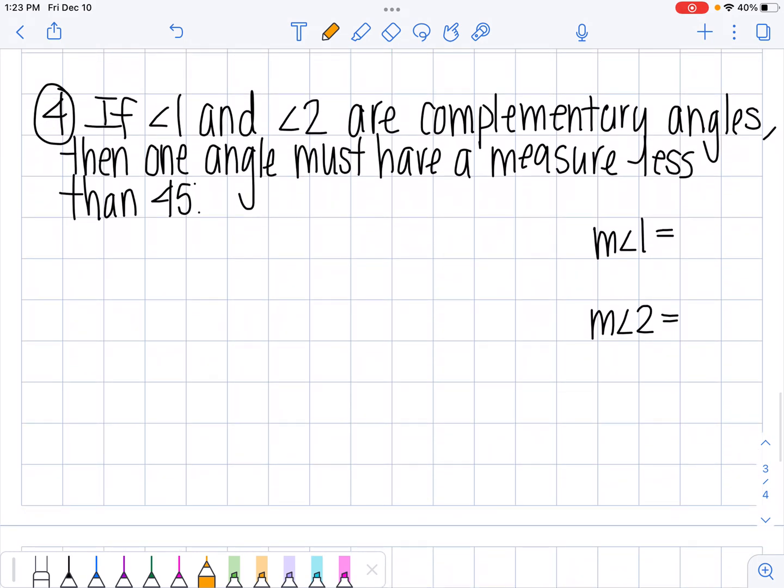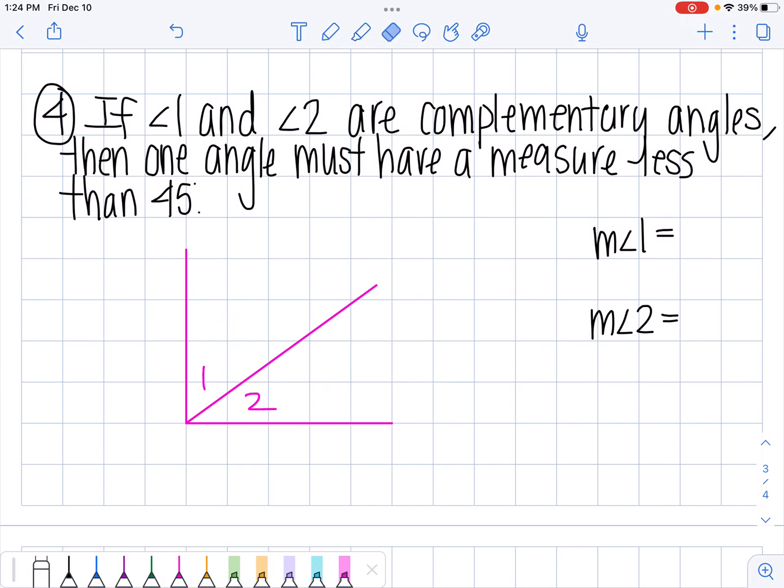Okay, last one. If angle 1 and angle 2 are complementary, then one angle must have a measure less than 45. Complementary means adds to 90. So I'm going to draw a 90-degree angle. If I draw in an angle here, here's angle 1 and here's angle 2. If they're less than 45, like if this one was 20 and this one was 70, then this angle would be less than 45. Is there any way to make it so that one of the angles is not less than 45?